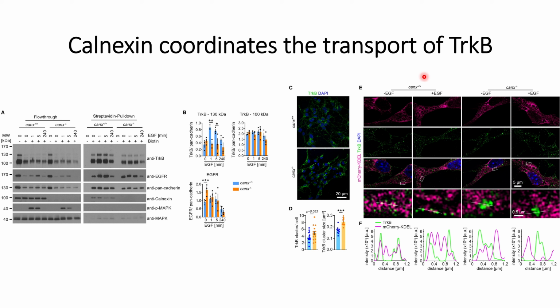The calnexin-calreticulin cycle plays an important role in providing the native structures of glycoproteins. So I hope you now understand how they validated their hypothesis that calnexin coordinates the transport of TrkB to the cell surface from the endoplasmic reticulum.